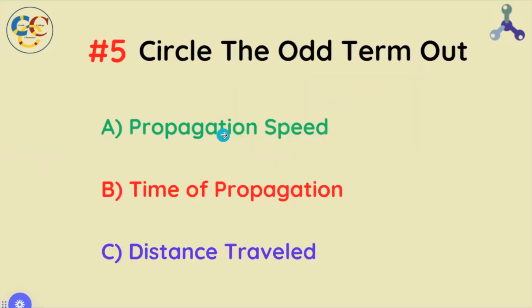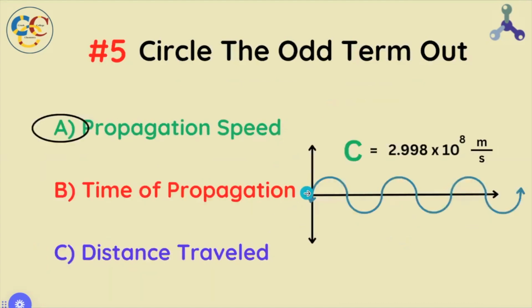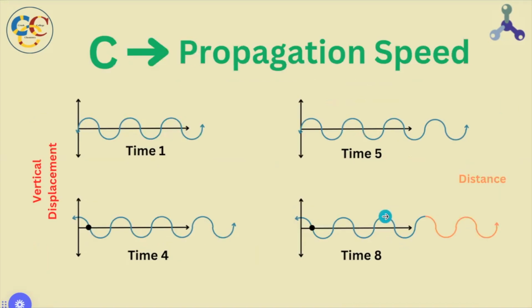Circle the odd term out. Propagation speed, time of propagation, and distance traveled. It's going to be propagation speed because it's not only a constant, but it's also a rate. Time and distance are not rates and instead compose speed. Also in the description is a video which breaks down propagation speed into something super easy to understand.